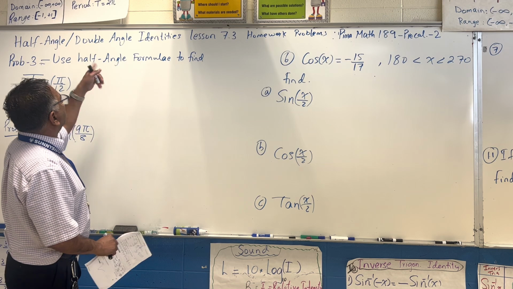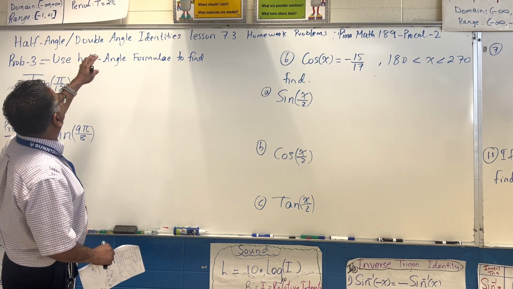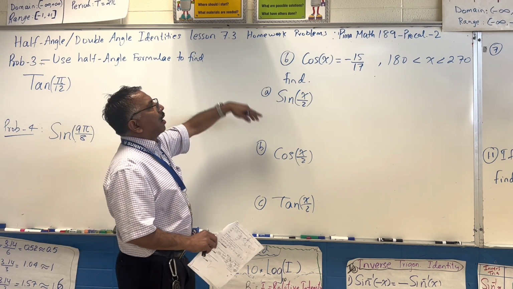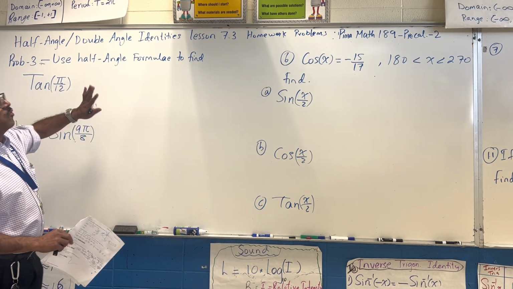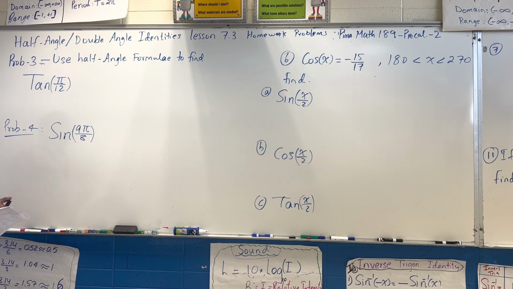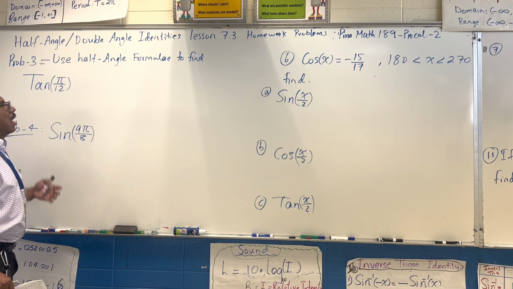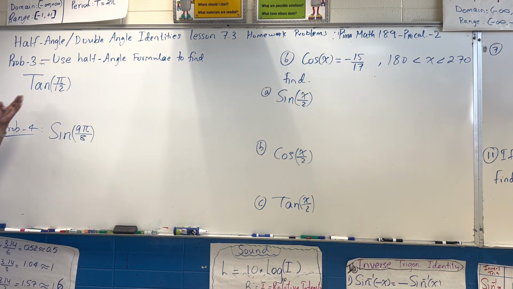This is the half angle and double angle identities lesson number 7.3 homework, and these were the problems some of you got confused about. I thought of making this video so that it will help. So this is problem number 3. Problems number 1 and 2 are already done in another video that is already posted. Watch this. The question is, what is tan of pi by 12?